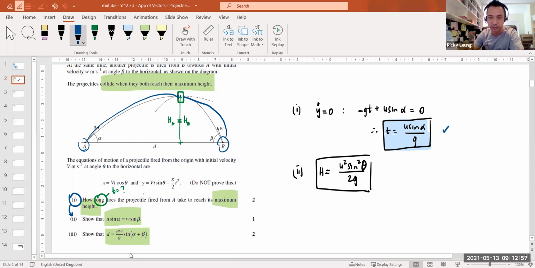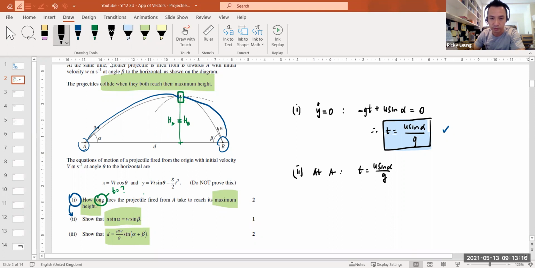So I already did part for particle A, all right? Similarly, in fact, I don't even need the max height for this one. So at A, I know that the time it took for max height is U sine alpha on G. At B, the formulas are symmetrically equal, so instead of U, it'll be W sine beta on G. Right, I know the time it took to reach max height is equal.